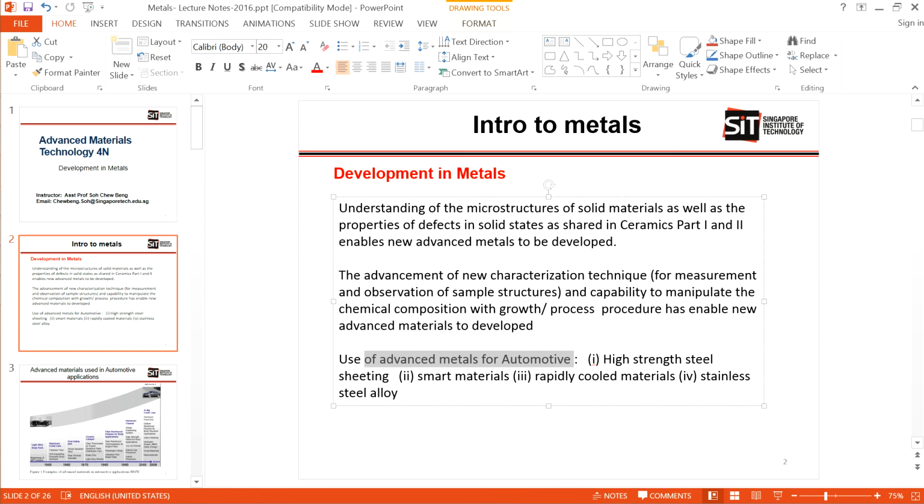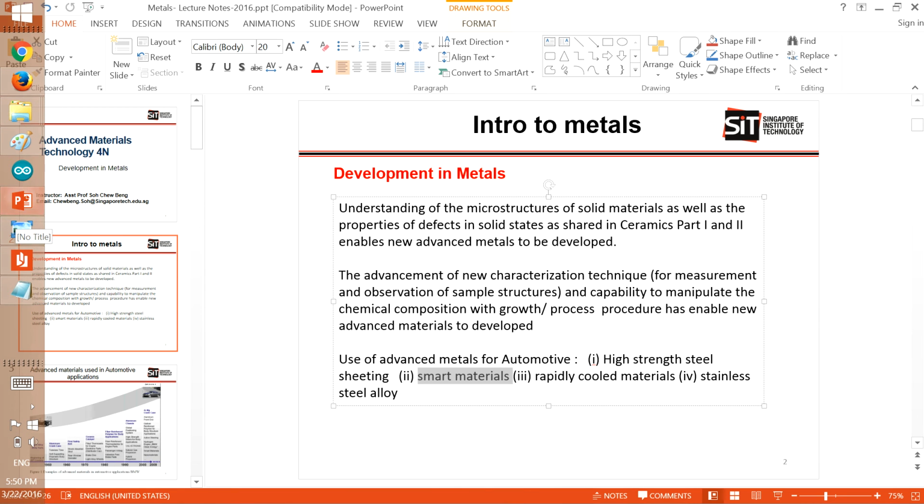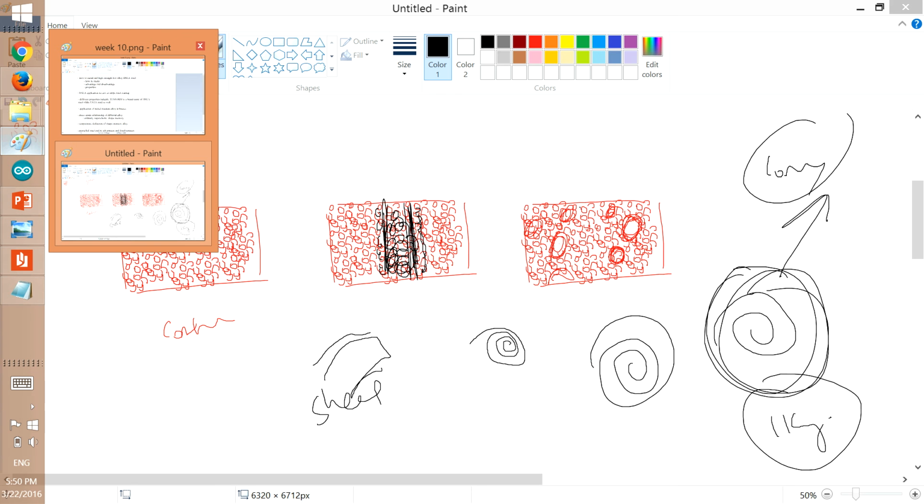And advanced metals for automotive, take note of these things: high strength steel, smart materials, rapid cooling material, and stainless steel. What are all these things and why are they important? High strength steel, for example, in terms of sheet, provides better impact resistance if it's high strength. Or smart materials, for example, you can have one material but different properties, or a lot of properties. So you mix here and there. That's why you have a different alloy.